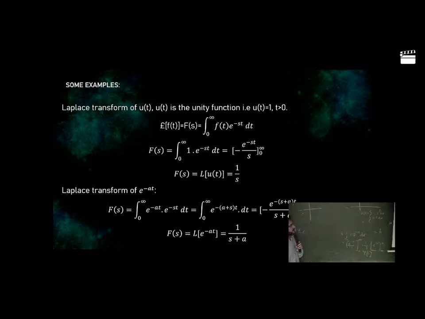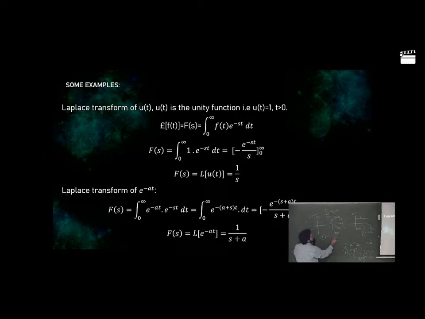It will be given like this. Now next, it becomes e to the power minus (s plus a) into t. What will be its integral? Minus e to the power minus (s plus a) t by (s plus a), from infinity to 0. After you put the limits, infinity will be 0 and 0 will be 1. Therefore you will get 1 by (s plus a). Therefore, the Laplace of e to the power minus at is 1 by (s plus a).